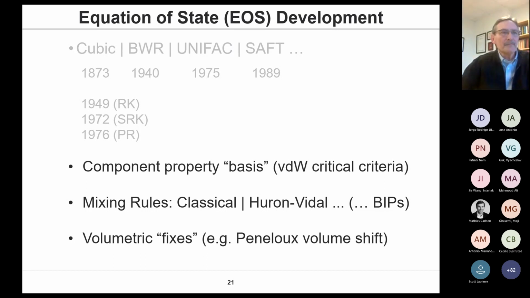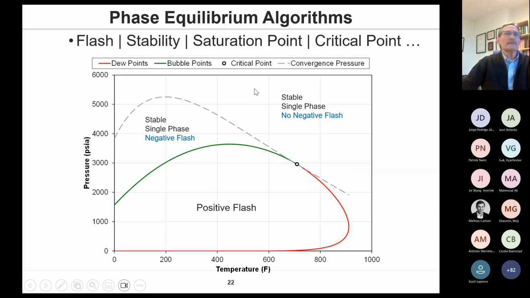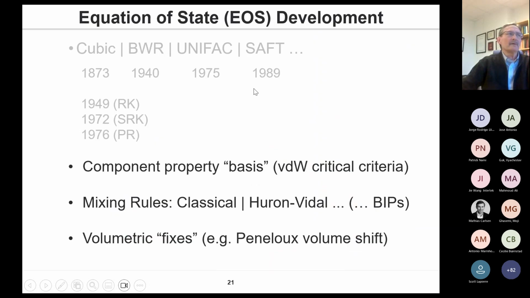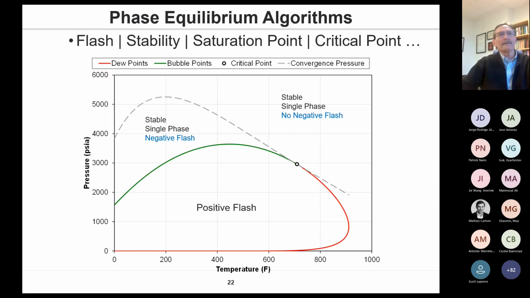So basically that's the development of equations of state. There are others around, but I'm not going to go into those. But the cubic equation has really been the workhorse, and rightly so. It's been a very accurate, reliable model for pretty much all of the types of calculations we make in petroleum fluid systems.